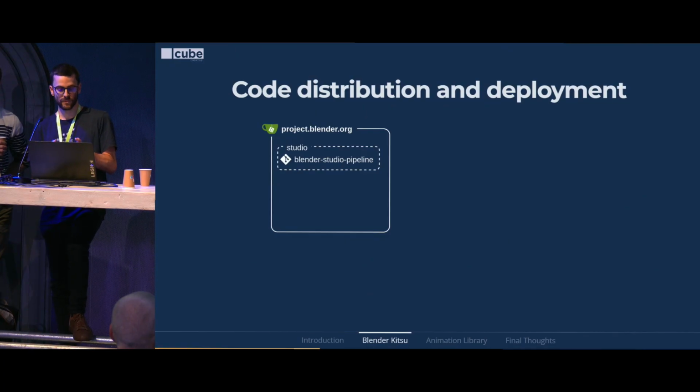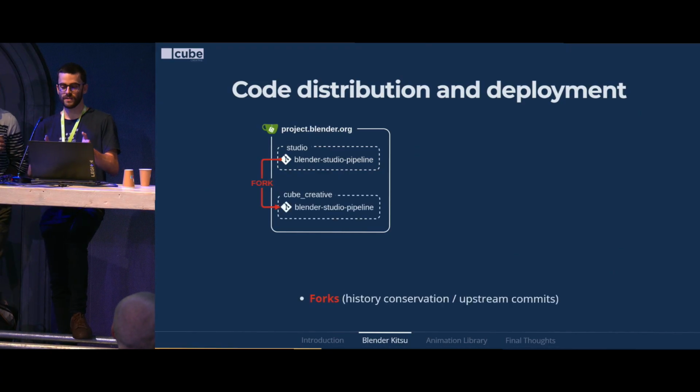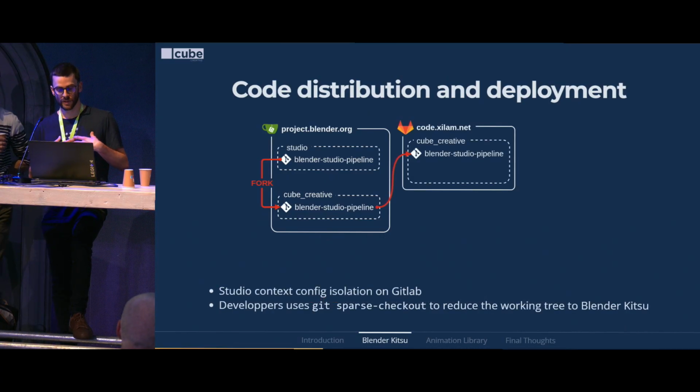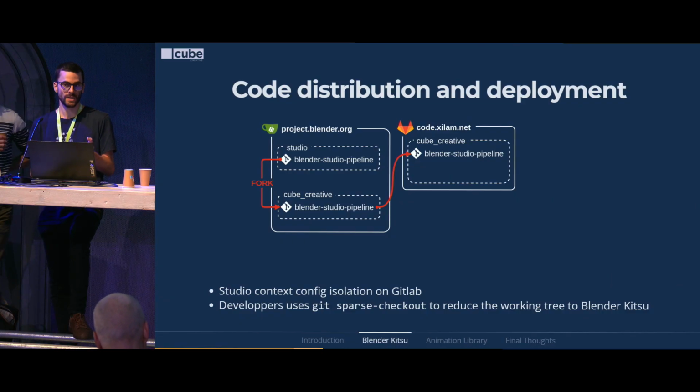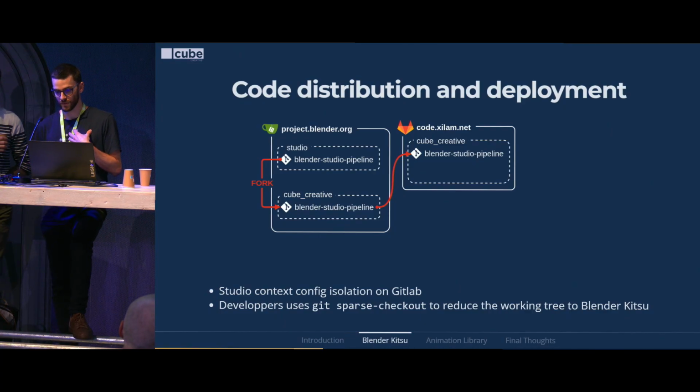To handle this, we started to fork the Blender Studio pipeline on project.blender.org. The fork allowed us to keep the source history and eventually upstream useful commits for the community. Then we cloned our own fork in our in-house code hosting platform, which is GitLab, in order to isolate the studio context-related configuration that basically contains sensitive information about our infrastructure. The issue with the fork was that we kept all unnecessary add-ons and script sources. So on the development side, we relied on sparse checkout to reduce the file tree to only Blender Kitsu.